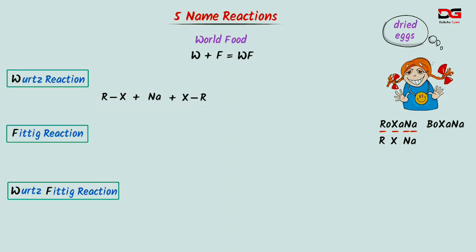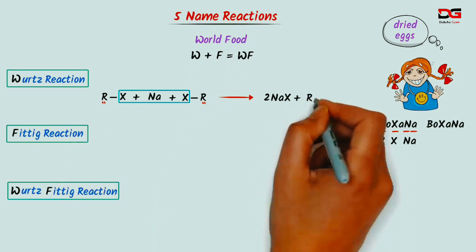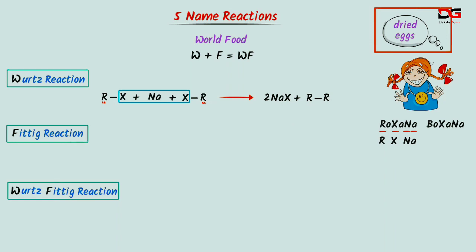So here, sodium will react with these two X or halogens and we will get 2 sodium halide. This R and this R will combine together to form an alkane. This dried eggs stands for dry ether. Thus this is the Wurtz reaction.